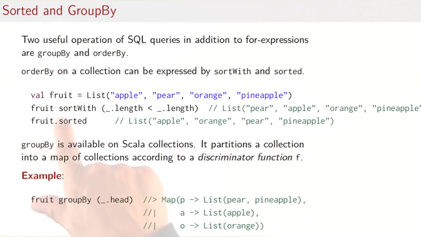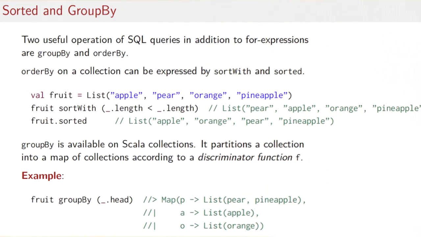So that we could write fruit sort with, and then our criterion is that the length of the first fruit must be smaller than the length of the second fruit. So that would lead to the following result: pear, apple, orange, and pineapple. Or we could just sort a collection with the natural ordering, that's called sorted. Natural ordering here is lexicographic, so that would lead to the list that you see here.